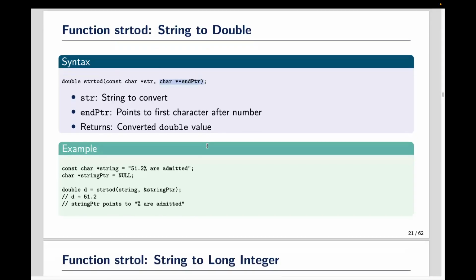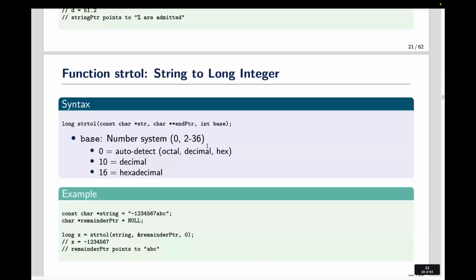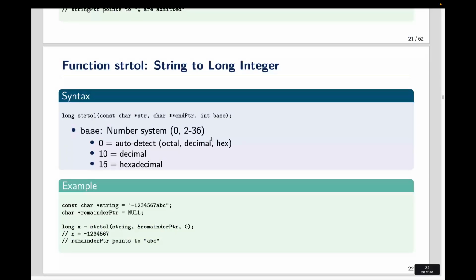That's all. The next function is called string to long integer. Now here, this is an integer, and there is a third parameter over there, which is a little different from the previous one. Here, this is int base. Now, why base? I hope you are already familiar with the number systems: binary numbers, hexadecimal numbers, octal numbers, decimal numbers.